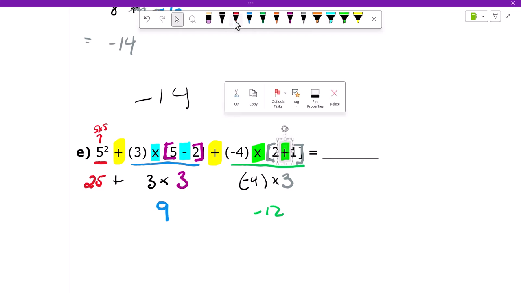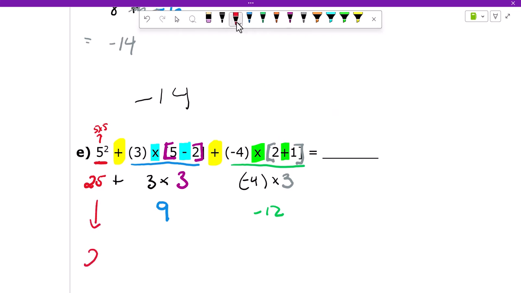I have a 25 to the bottom here. I'm going to do that there. Then I have a plus sign between this and the next number. Then I have a 9 here. Then I'm going to bring this down. I have a plus, minus 12. And I'll put an equal sign.